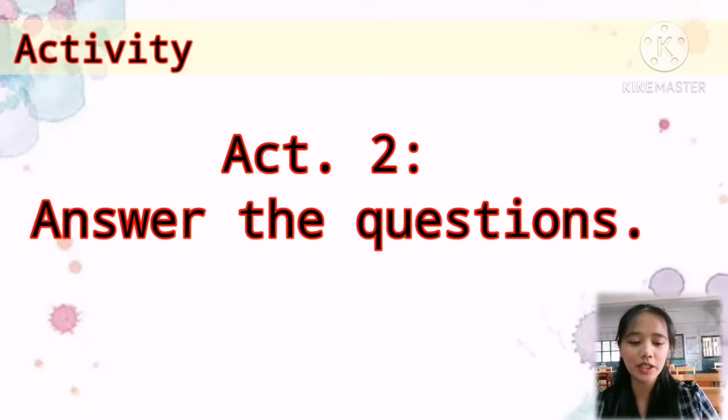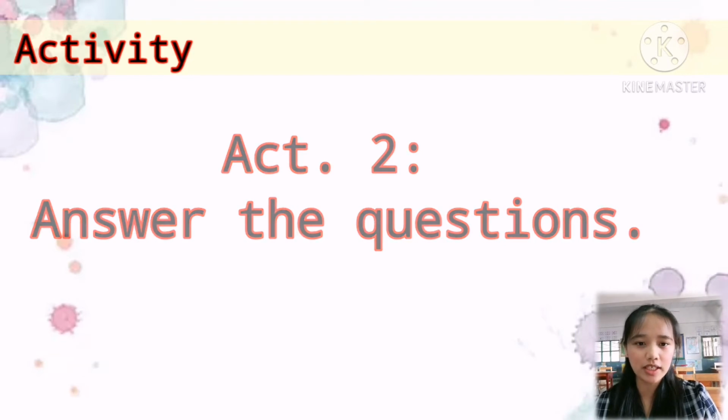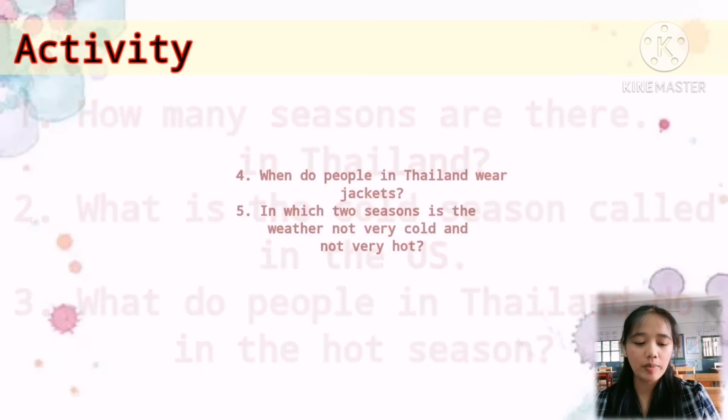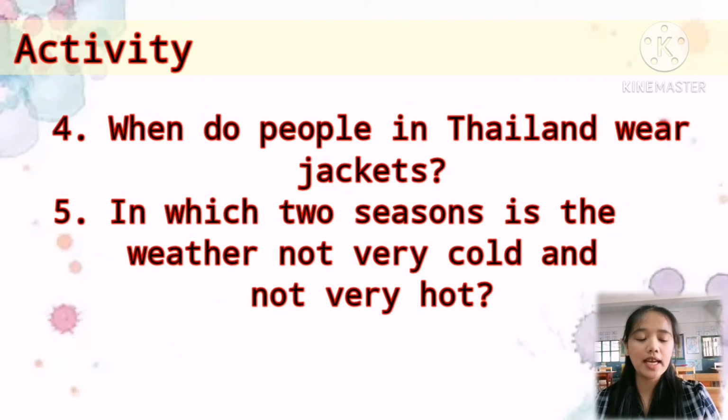Now for activity 2, you are going to answer the following questions. Number 1, how many seasons are there in Thailand? Number 2, what is the cold season called in the USA? Number 3, what do people in Thailand do in the hot season? Number 4, when do people in Thailand wear jackets? And number 5, in which 2 seasons is the weather not very cold and not very hot?